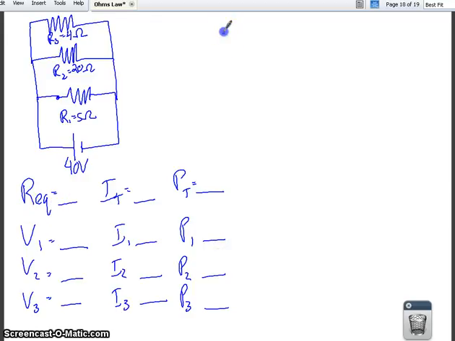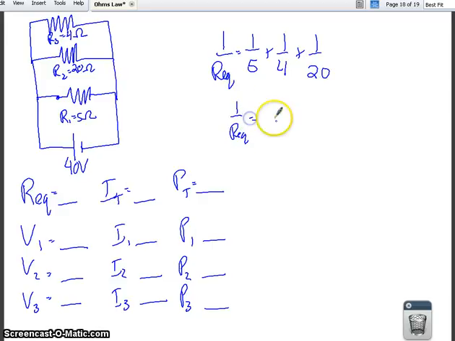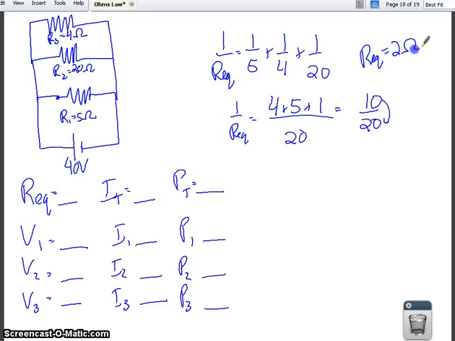Equivalent resistance is going to be 1 over R EQ equals 1 over 5 plus 1 over 4 plus 1 over 20. The common denominator here is 20, so 1 over R EQ equals something over 20. 5 goes in the 20 4 times, 4 goes in the 20 5 times, 20 goes in the 20 1 time, so we get 10 over 20. We're going to flip this because we need to find the reciprocal. So our equivalent resistance is 2 ohms.